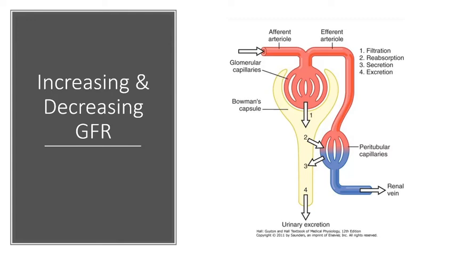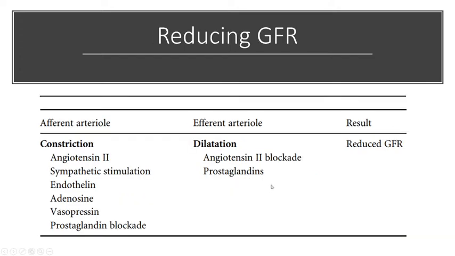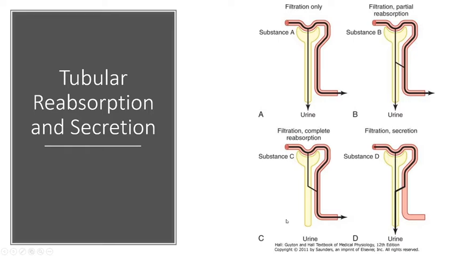We've talked about increasing and decreasing GFR. I won't do that again, but there's a number of things that affect afferent arterial dilatation. So these are things that will increase GFR because it allows more blood to be going into the capillary bed, and things that constrict the efferent arteriole. Again, these will increase the hydrostatic pressure. And then there's another box of things that will do the opposite, and you're probably expected to memorize most of it.